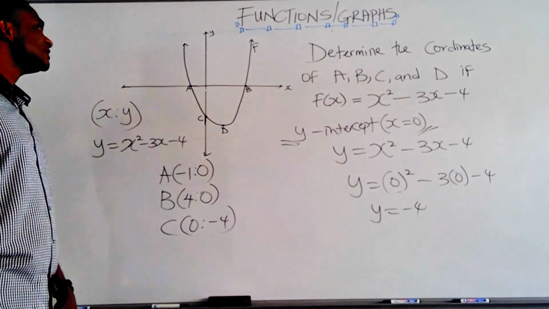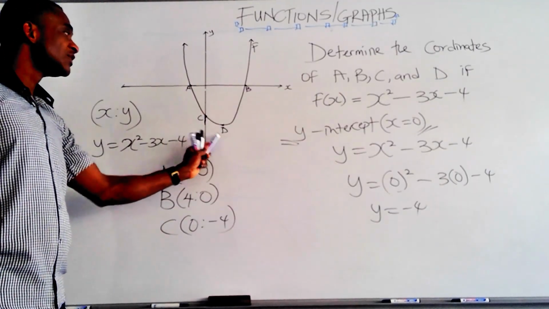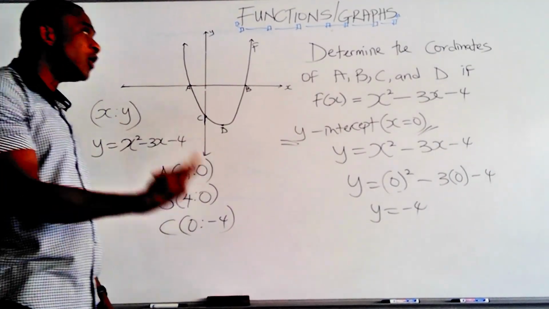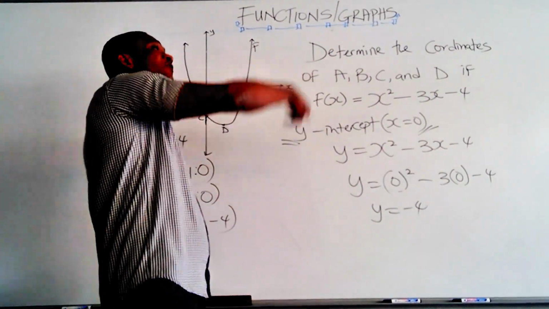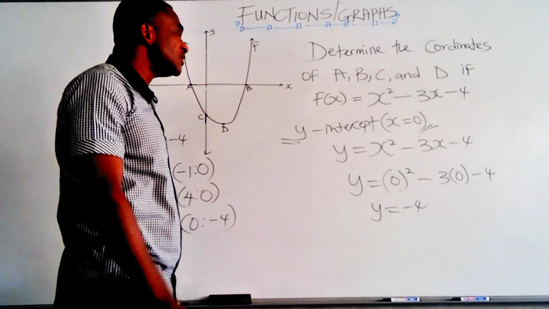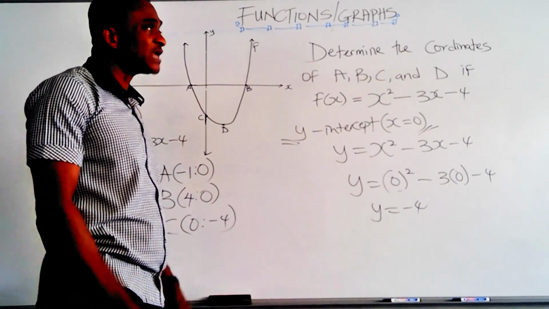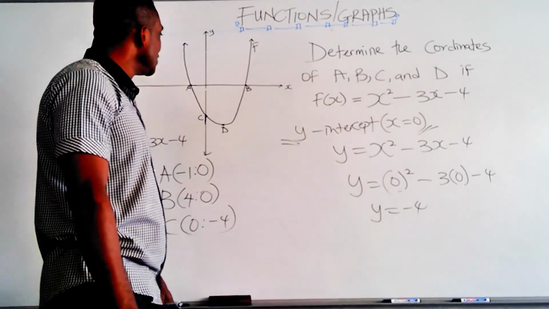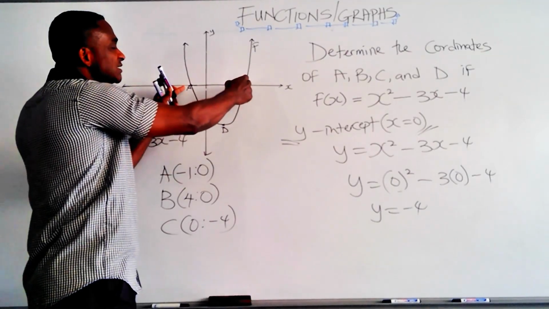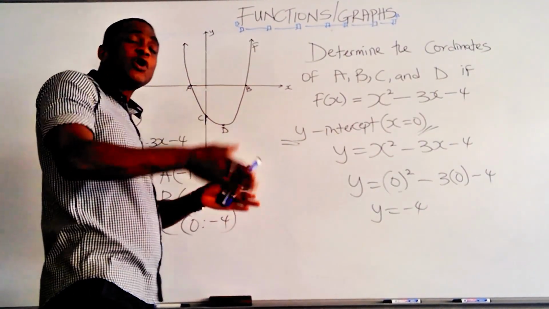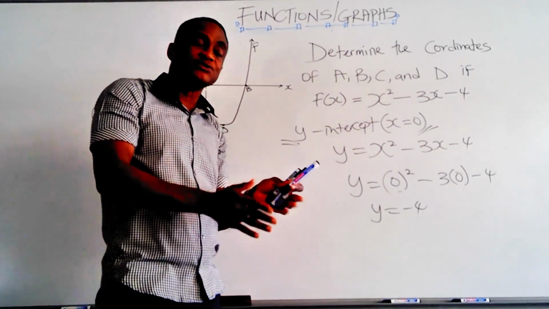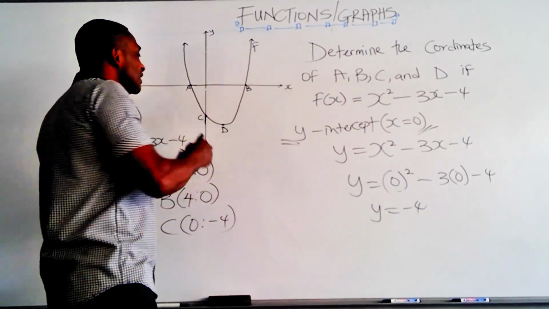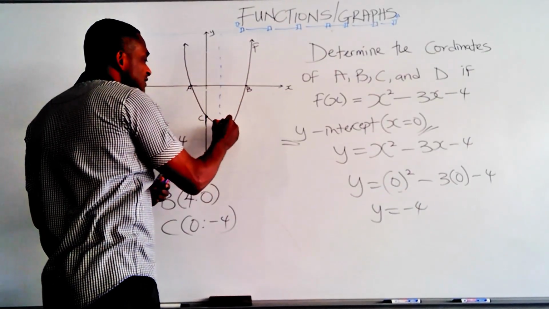Now, there are two ways of getting the coordinates of D. D is called the turning point of the graph. The lowest point before it goes up is called the turning point. We have two approaches. I will touch one or probably the two. The first one is to check the distances. The turning point is always at the symmetry. Symmetry means where the graph is divided into two equal parts.